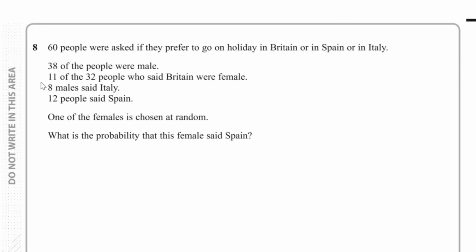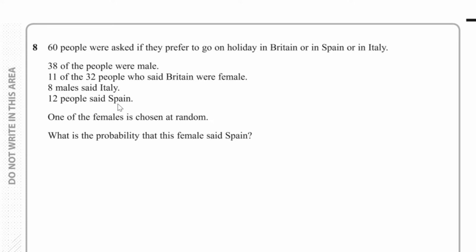Question number 8. 60 people were asked if they prefer to go on holiday in Britain or in Spain or in Italy. 38 of the people were male. 11 of the 32 people who said Britain were female. 8 males said Italy. 12 people said Spain. One of the females is chosen at random. What is the probability that this female said Spain?